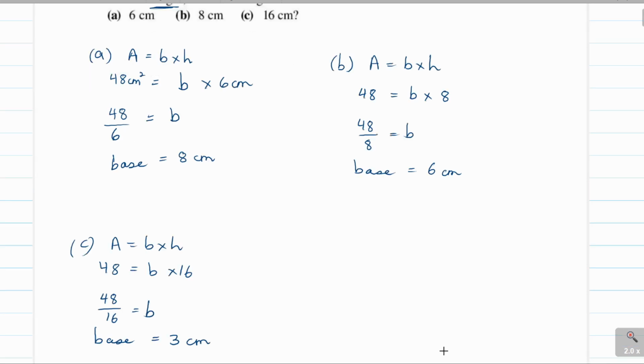Okay, so now that you've paused the video and tried these, our answer for B is 6 centimeters. Now notice how I wrote the formula, I substituted my values, and I showed my working for how I got my base. Okay, I did the same thing for C. I wrote my formula, substituted, and found my answer for B.